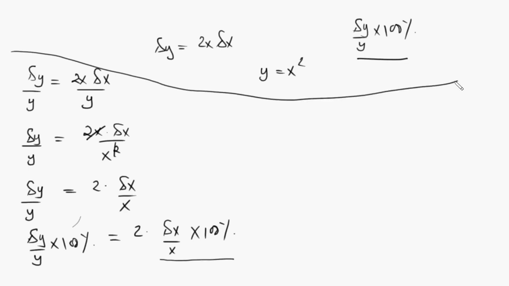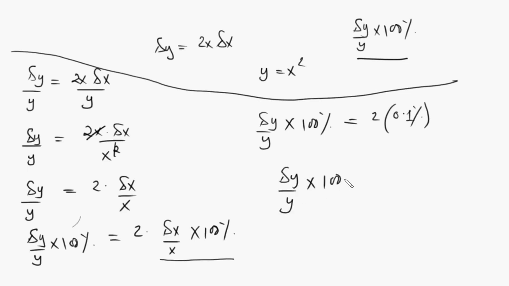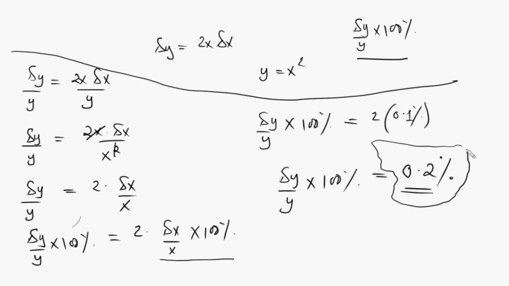We are told that the quantity, x, changed by 0.1%. So what is the change in the square of the quantity? Delta y over y times 100% is just equal to 2 times the change in the quantity, which is 0.1%. So the change in the square of a quantity when the quantity itself changes by 0.1% is just 2 times 0.1, which is 0.2%. So we have answered the first part of the question. This is our answer.